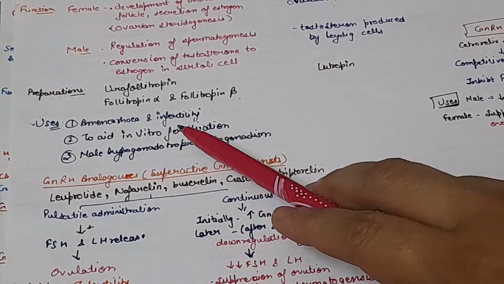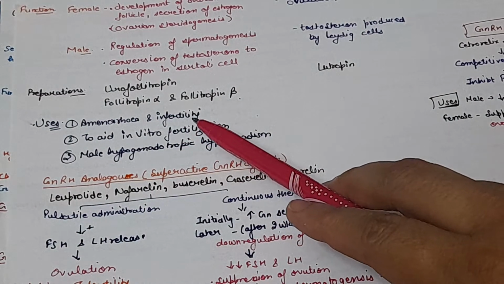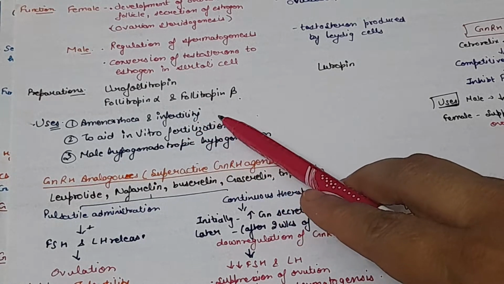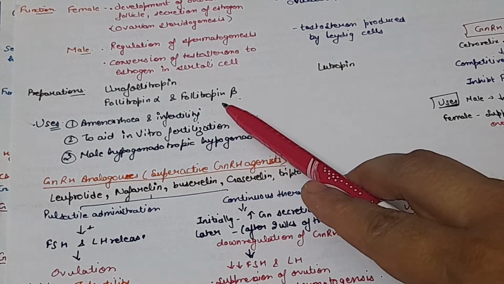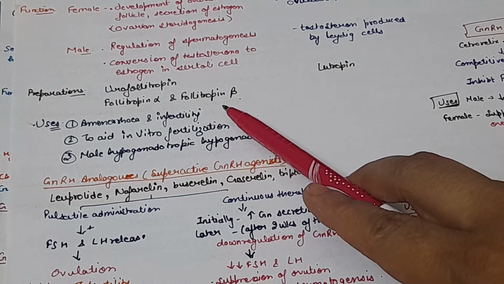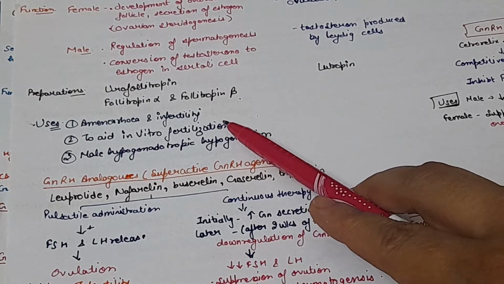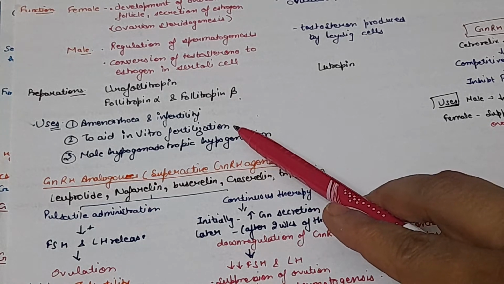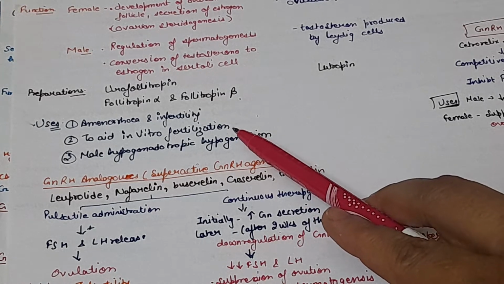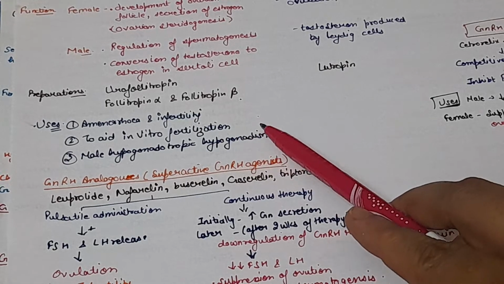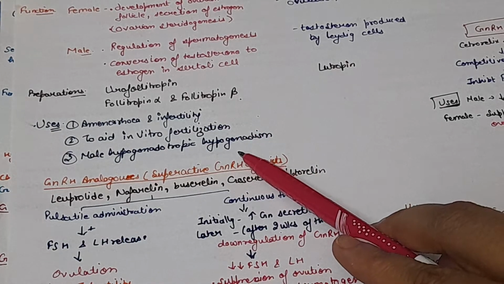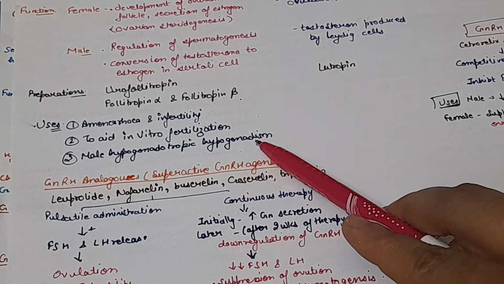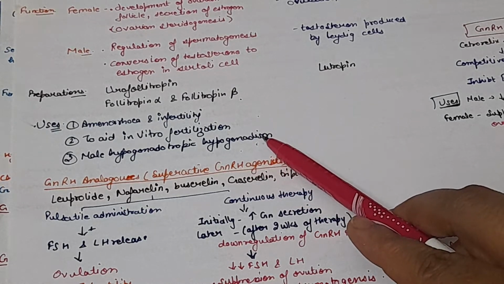Now, uses of FSH and LH. FSH and LH preparations are used to treat amenorrhea and infertility in female, as they are responsible for development of follicle and ovulation. They also help to aid in vitro fertilization, where there is a need for controlled ovarian hyperstimulation in assisted reproduction technology. They are also used to treat male hypogonadotropic hypogonadism, as they are responsible for spermatogenesis.